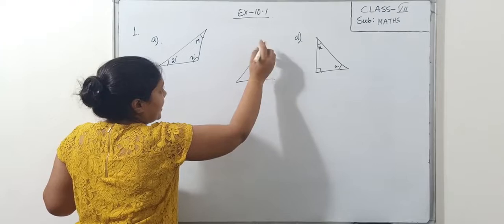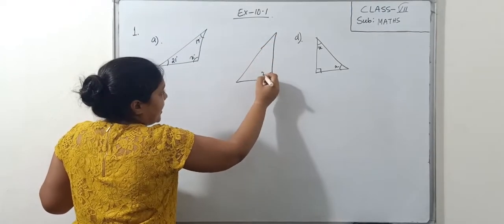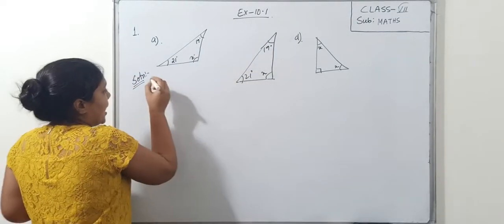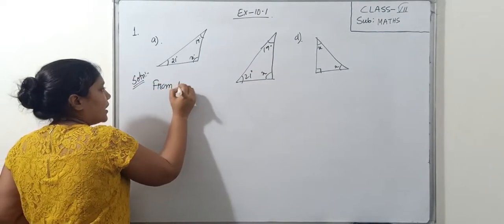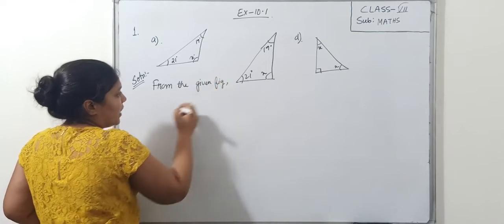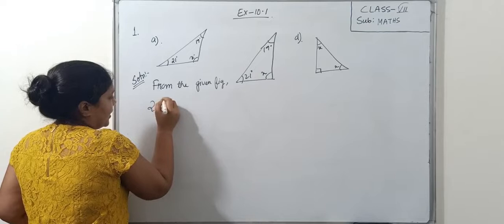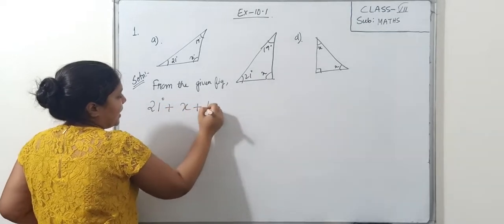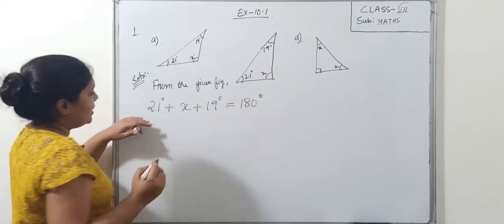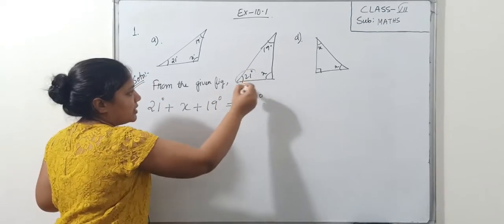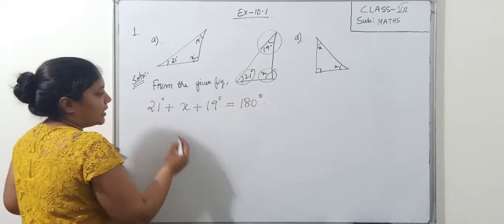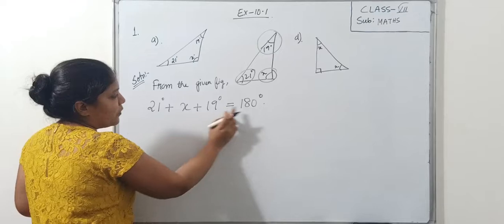Suppose this is the diagram. It is x. I am drawing it a little bigger. This is 21 degrees. Now here are three angles. I can write from the given figure: 21 degrees plus x degrees plus 19 degrees equals 180 degrees. Why? Just see, these three are the measures of the angles. This one is the measure of this angle, this one is the measure of this angle, and this one is the measure of this angle, right students?